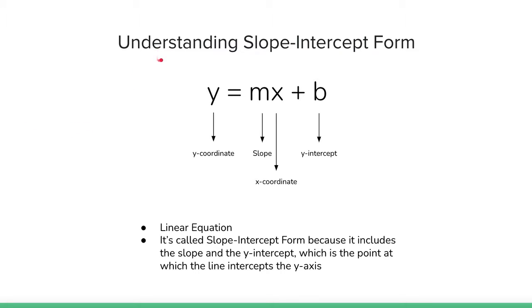So before we can start graphing, we need to understand slope-intercept form. Slope-intercept form is y = mx + b. Y represents the y-coordinate, m is the slope, x is just the x-coordinate, and b is the y-intercept. This is a linear equation, and it's called slope-intercept form because it includes the slope, which is m, and the y-intercept, which is b, and it's also the point at which the line intercepts the y-axis.